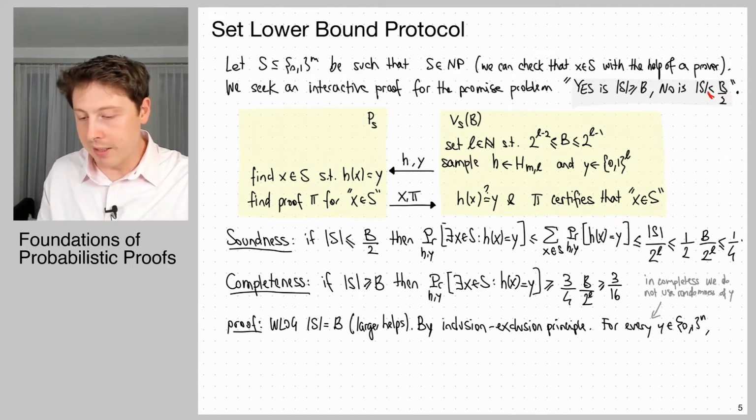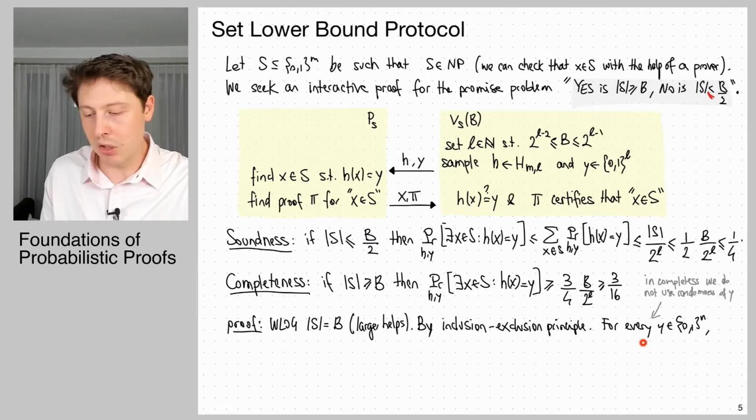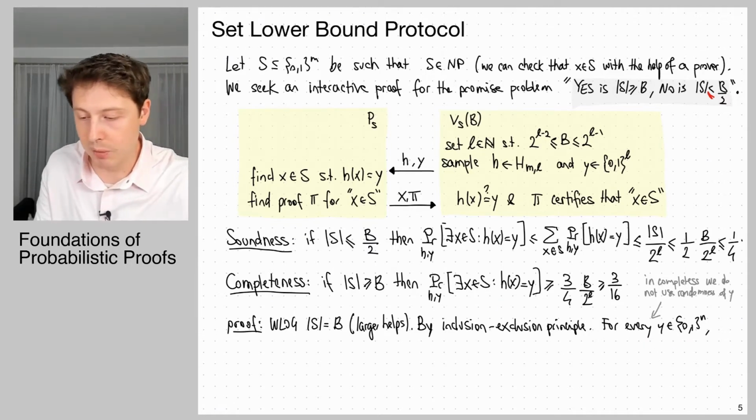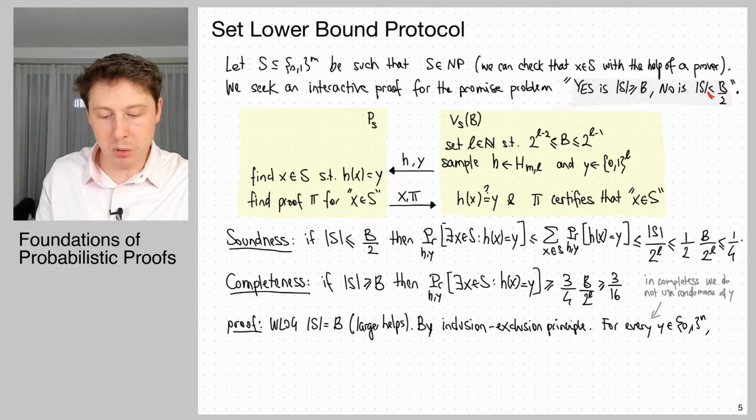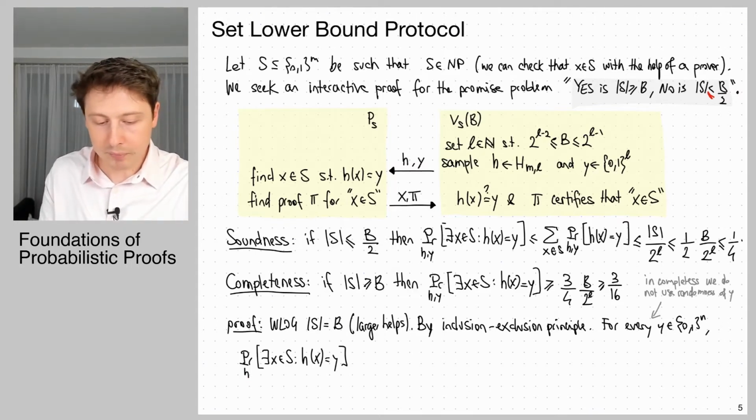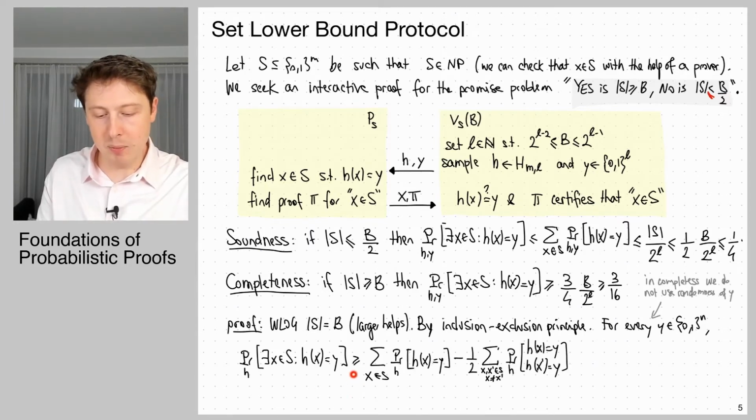We're going to prove that, in fact, for every y, this holds. So we're actually not even going to use, in the completeness case, the fact that y is random. We used the fact that y is random already in soundness. Here, we're only going to use the fact that h is random. So for every y, we're going to lower bound the probability, over the choice of h, that there exists an x such that h of x equals y. We apply inclusion-exclusion. What does that say? It says that this probability is at least the sum, over x in S, of the probability that, for that x, if you pick h at random, h of x equals y.